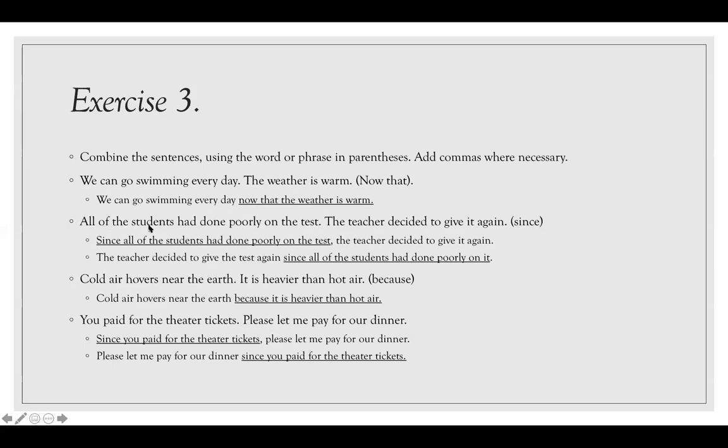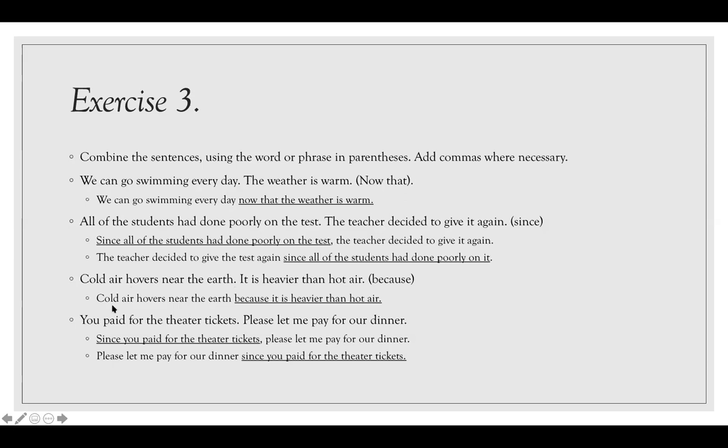All of the students had done poorly on the test. The teacher decided to give it again. Between parentheses, "since": Since all the students had done poorly on the test, comma, the teacher decided to give it again. Or: The teacher decided to give the test again, since all the students had done poorly on it. Cold air hovers near the earth. It is heavier than hot water. Cold air hovers near the earth because it is heavier than hot water. Or you can say, because it is heavier than hot water, comma, cold air hovers near the earth.